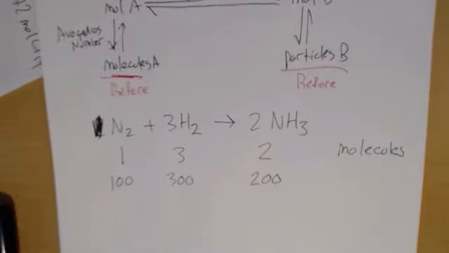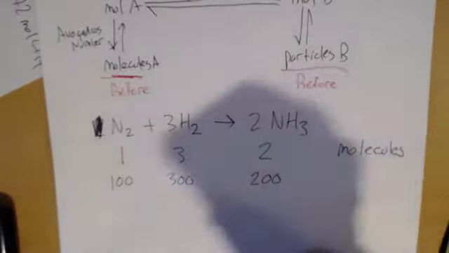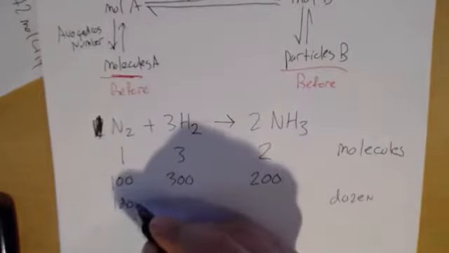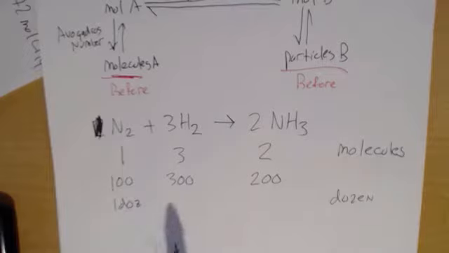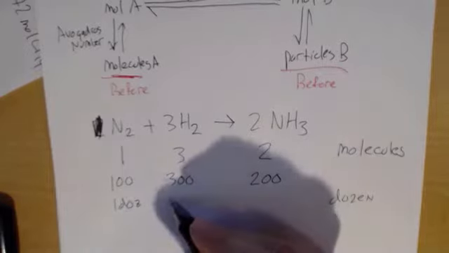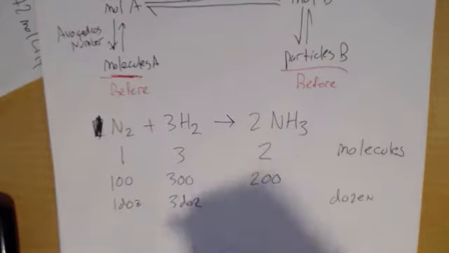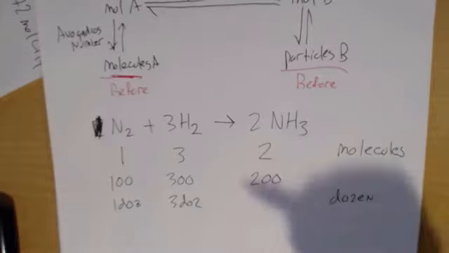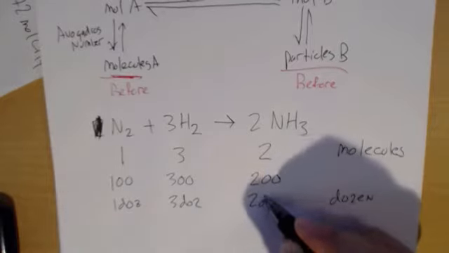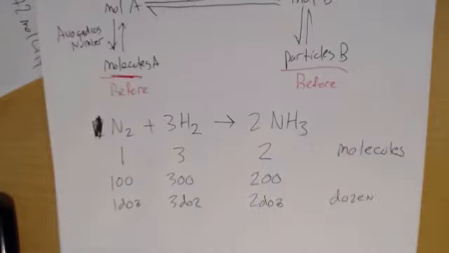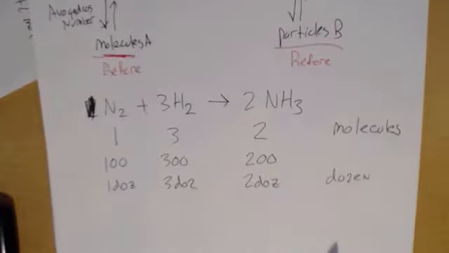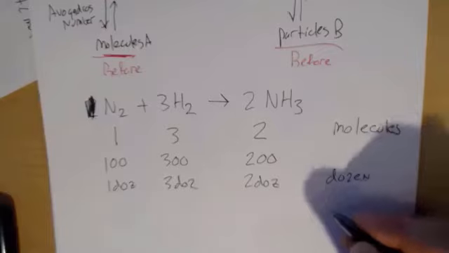What if we use dozens? I'm going to use a bulk number. 1 dozen nitrogen. How many hydrogen will react? I would say 3 dozen. How many ammonia will form? I would say 2 dozen. Good, someone said 2 dozen. Finally, let's use a different bulk number, kind of like what we did last time.